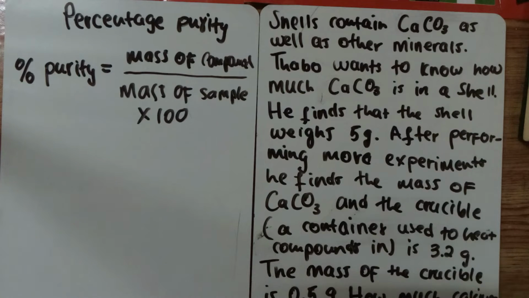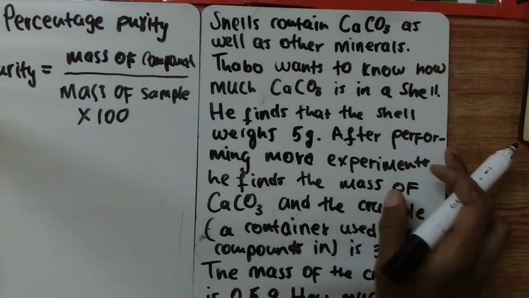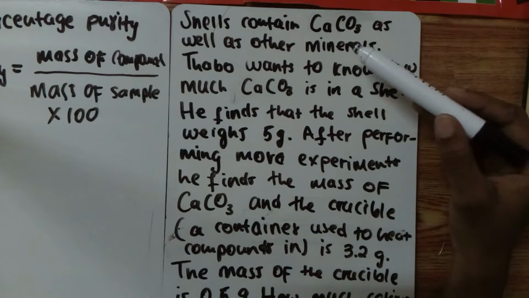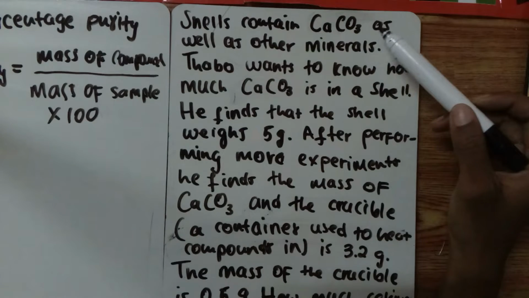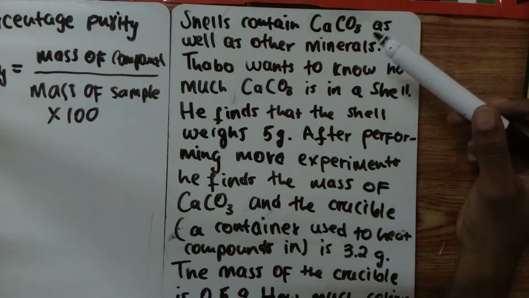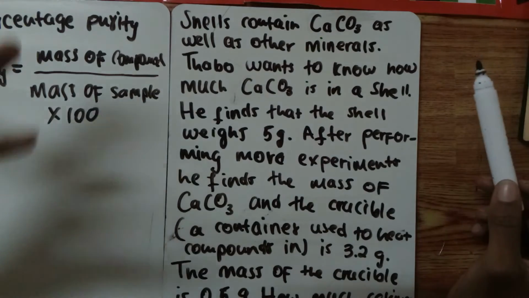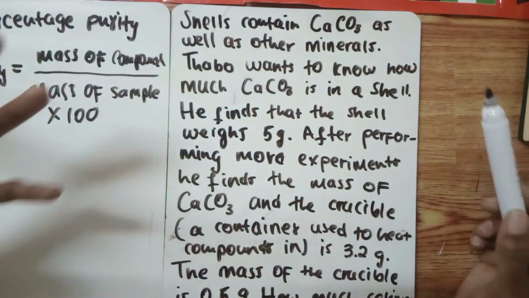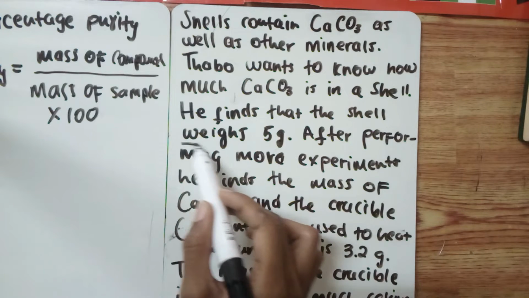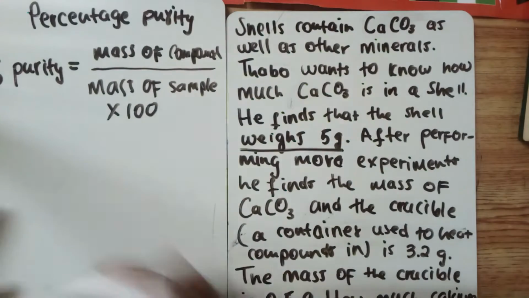Let us take an example to further explain what I mean. Consider that seashells contain a chemical compound called calcium carbonate as well as other minerals. Tabo wants to know how much calcium carbonate we can find in a specific shell. He finds a shell, weighs it, and finds that it has a mass of 5 grams. So this 5 grams is the mass of the sample.